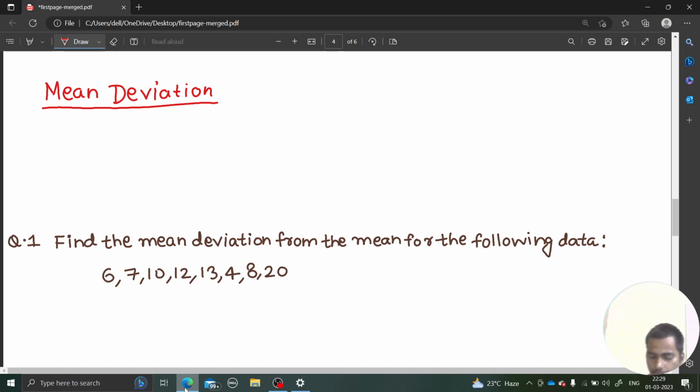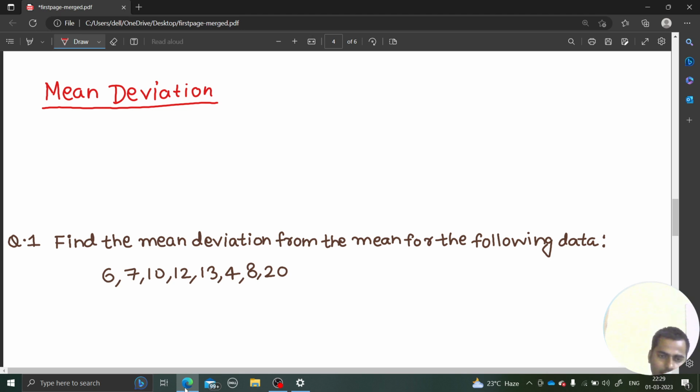So today we are going to discuss another small concept from statistics, that is mean deviation. How much our data is deviating from the mean, that is what we are going to discuss today. That is known as mean deviation. So we will see this for all the three types of data that we have.